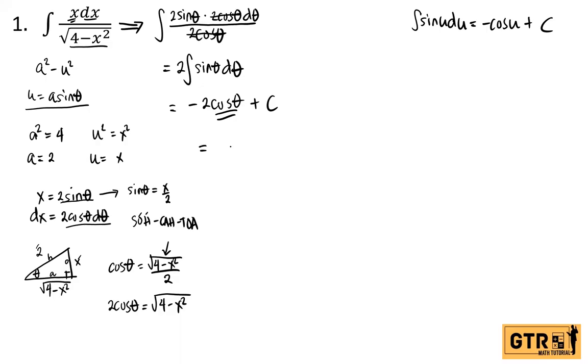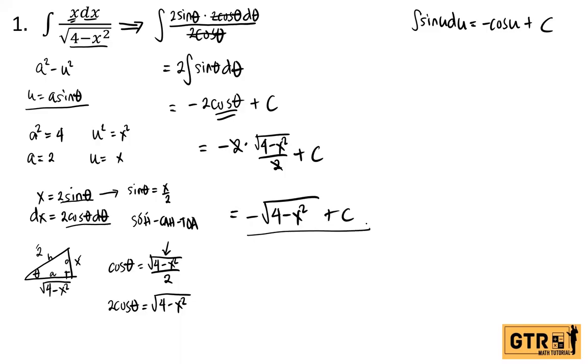So therefore, the final answer is negative 2 cosine theta, which is square root of 4 minus x squared over 2. So we have times square root of 4 minus x squared over 2 plus c. So final answer, cancel out 2, is negative square root of 4 minus x squared plus c. So this is the final answer.